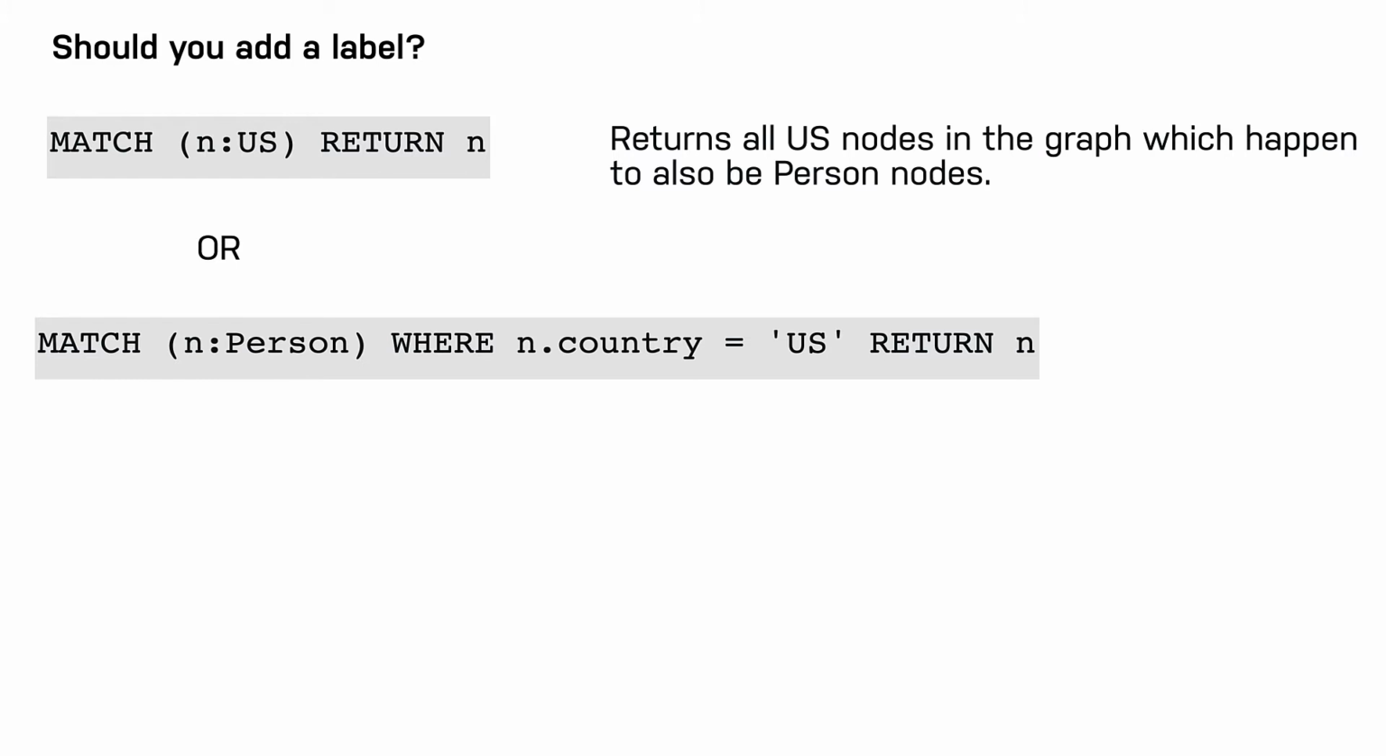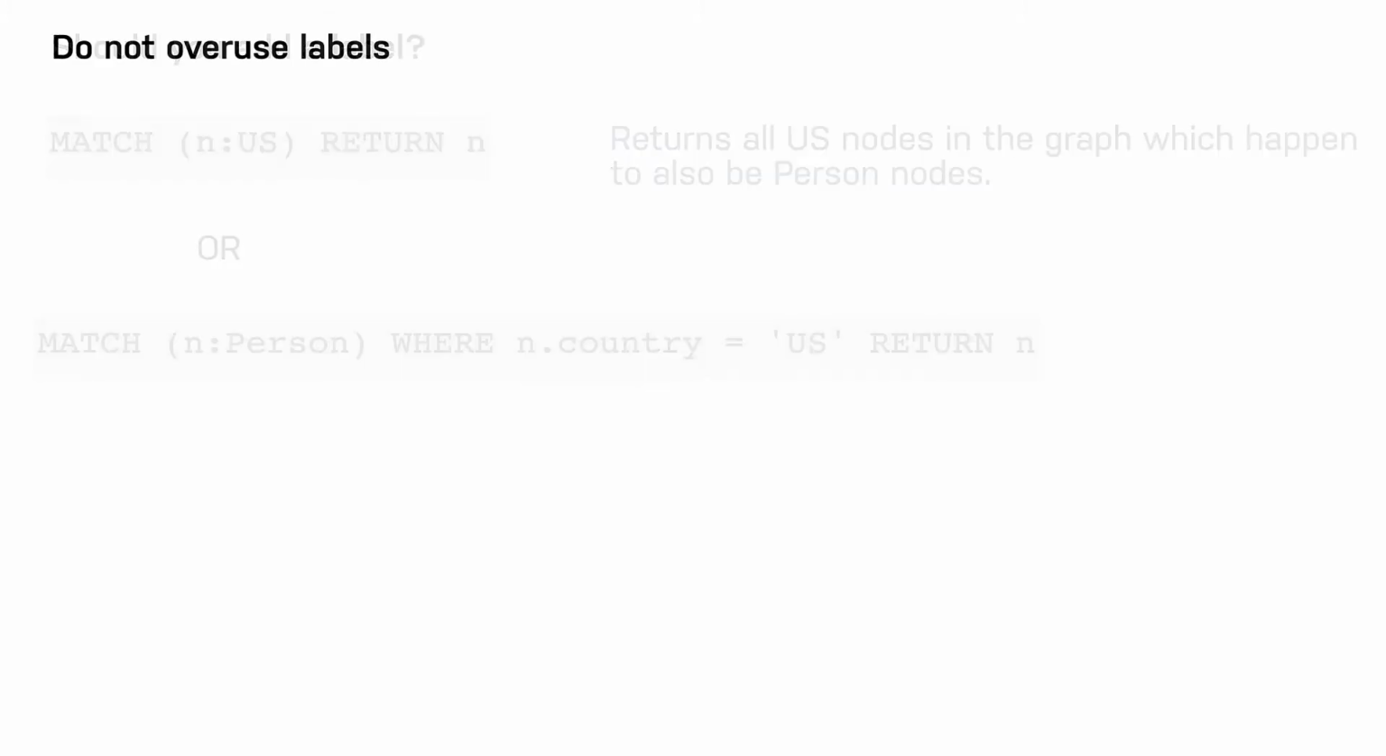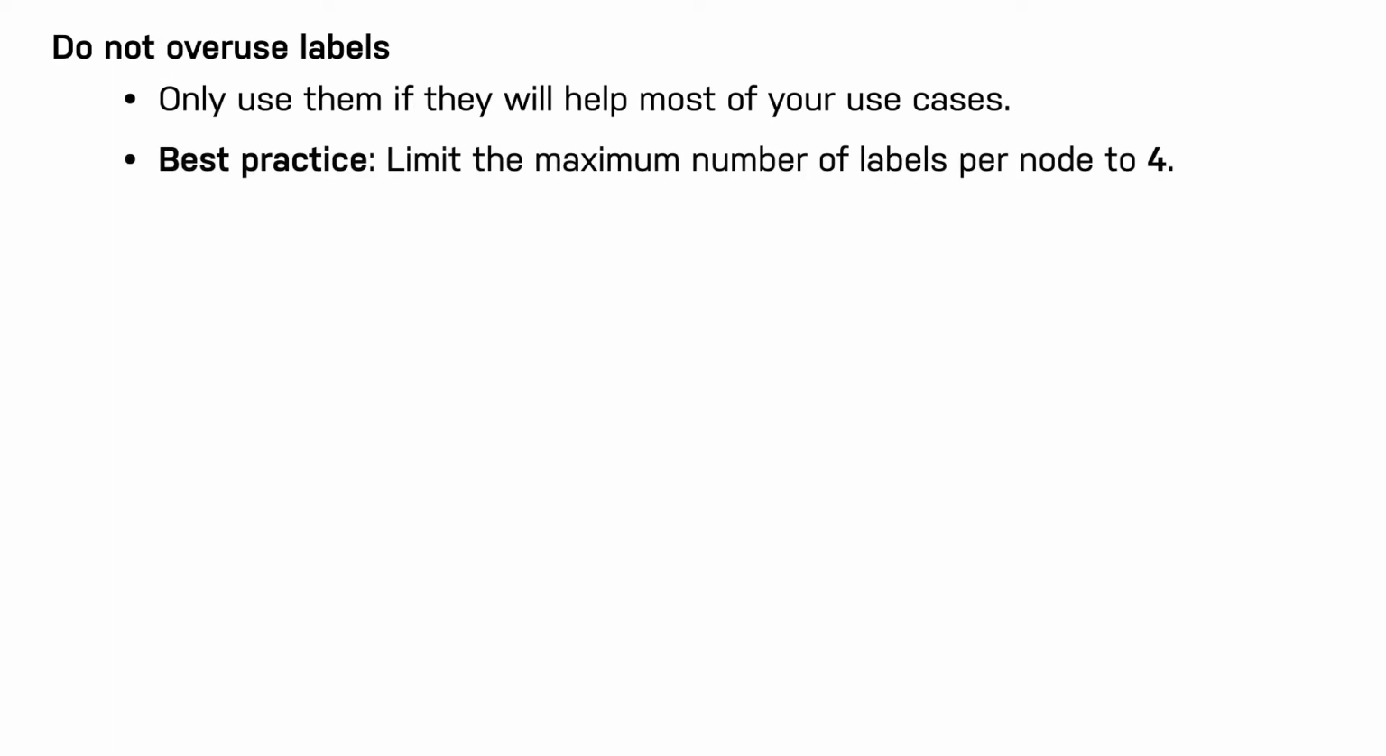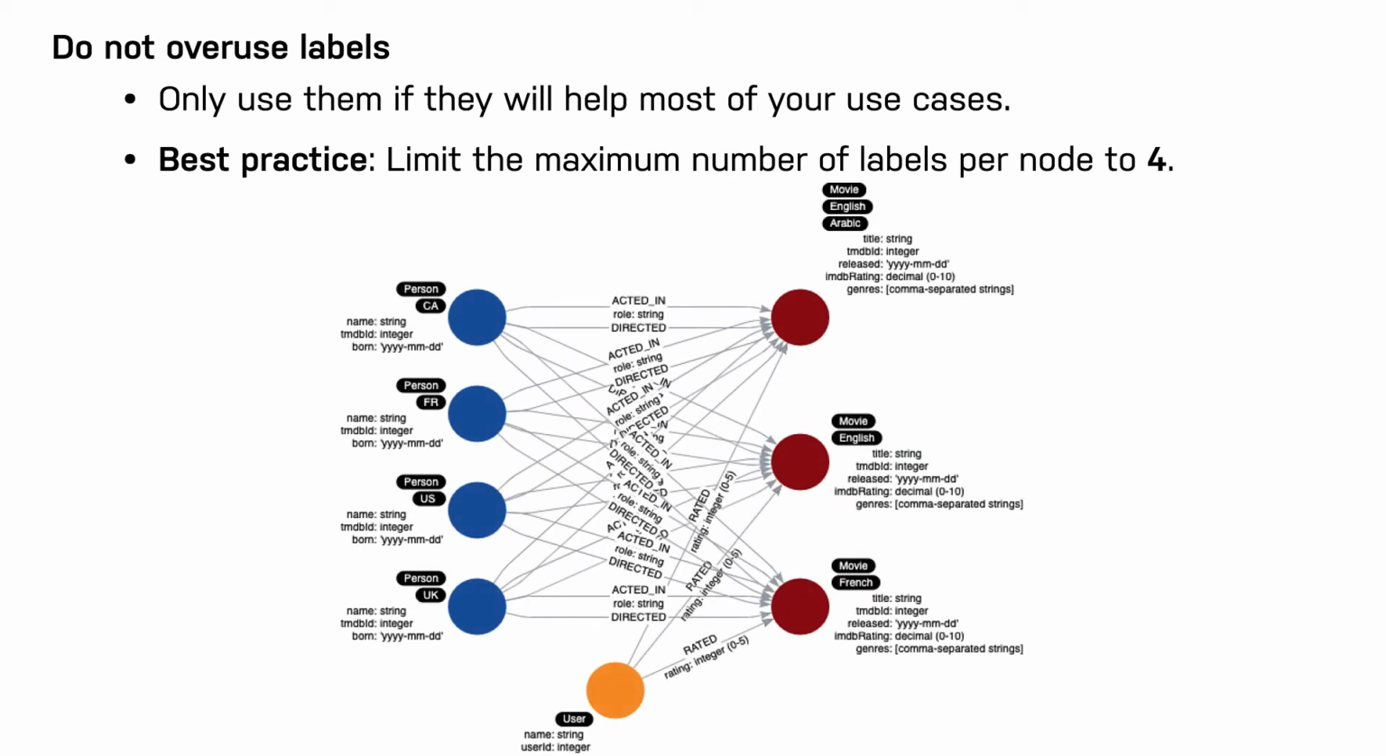You should use labels wisely in your data model. They should be used if it will help with most of your use cases. A best practice is to limit the number of labels for a node to 4. Here is an example of overuse of labels in the data model. Here we see person nodes that have a label representing the country that a person is from, like we described earlier. In addition, we see multiple labels for movie nodes. The label represents the languages available for a movie.